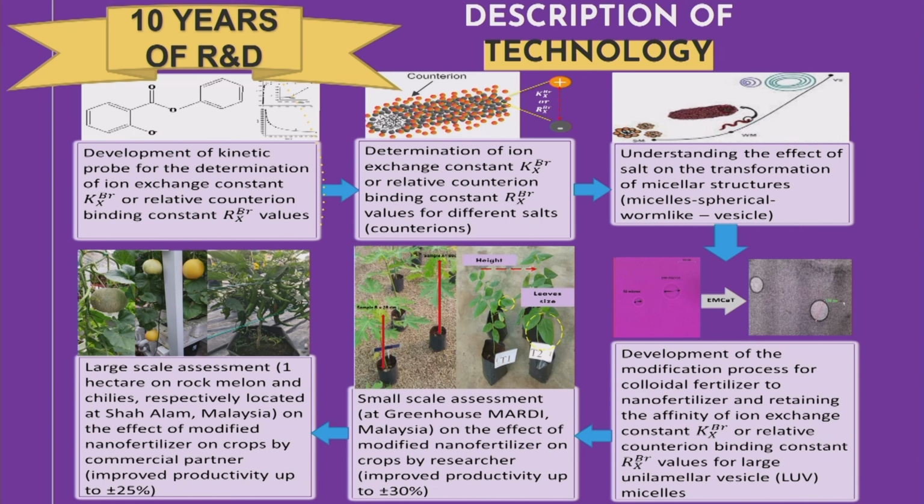Basically, this work took about 10 years of R&D, where in the first stage we developed a kinetic probe for the determination of ion exchange constant, KXBr, or relative counter-ion binding constant, RXBr values. Then in the second stage, we determined the ion exchange constant, KXBr, or relative counter-ion binding constant, RXBr values, for different salts. The different salts are actually the nutrients themselves.